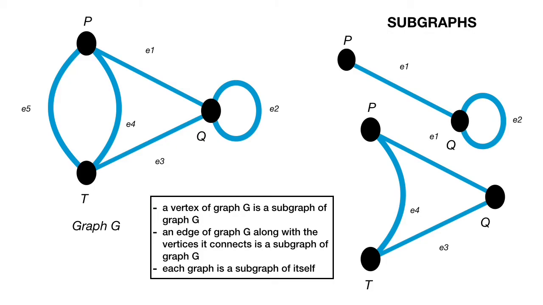Notice that both the subgraphs on the right have the right orientation of the vertices and edges. Make sure that the orientation of the vertices and edges matches its original self. If it's not, then it is not a subgraph.